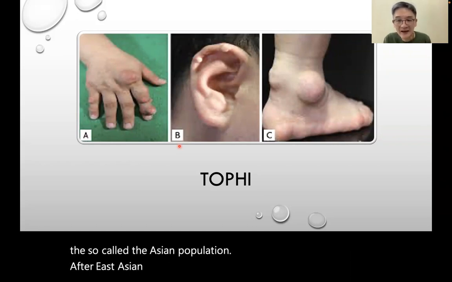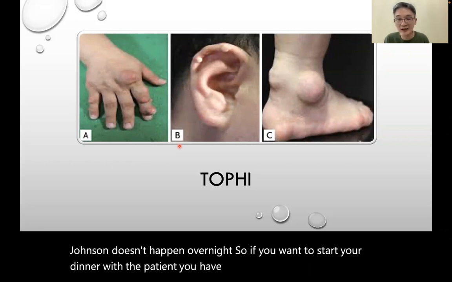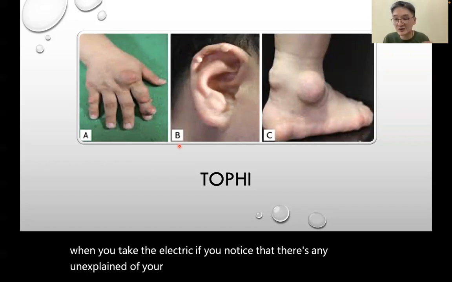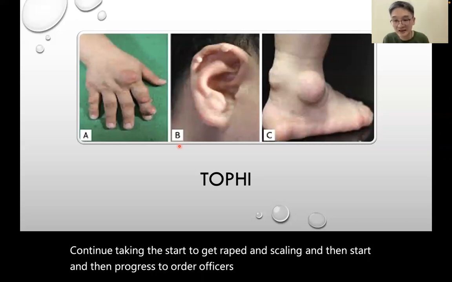What I will tell my patient is that Stevens-Johnson doesn't happen overnight. So if you want to start allopurinol, you have to explain to the patient. When you take the allopurinol, if you notice any unexplained itchiness on your skin, and you still continue taking the allopurinol, it starts to get red and scaly, and then progresses to oral ulcers and red eyes, then you know that something is not right.